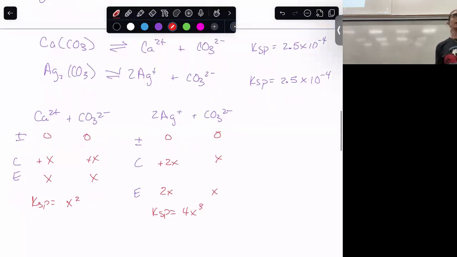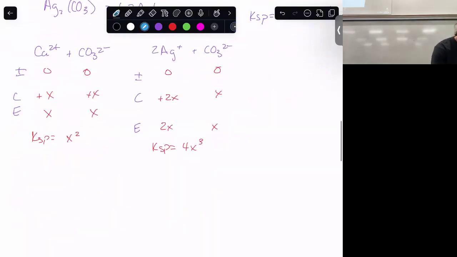It would look like the equilibrium concentrations are the same because they're both X, but X will be different when we solve for the equilibrium concentrations. It might look similar because they're both just X, but it is going to be different. So if we did 2.5 times 10 to the negative 4 equal to x squared, what does x become here?